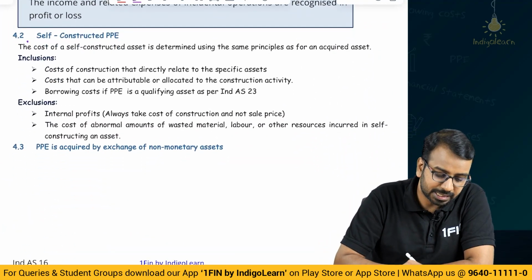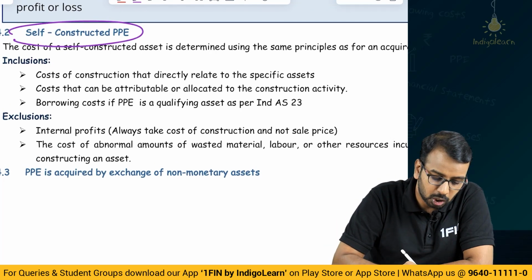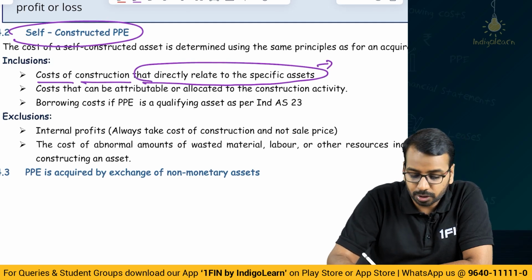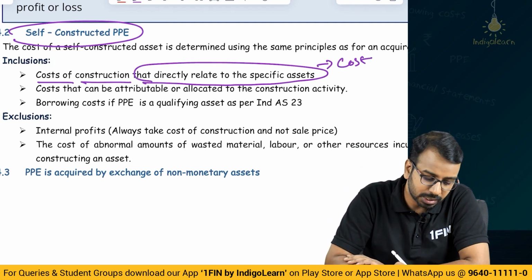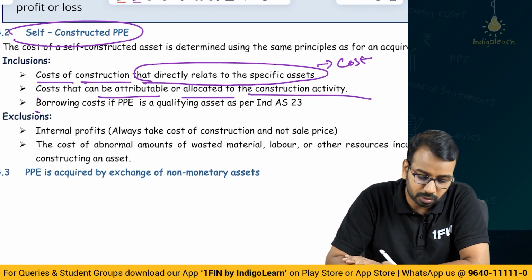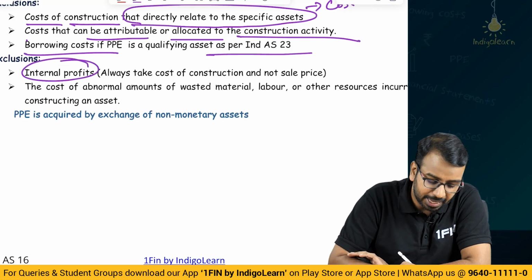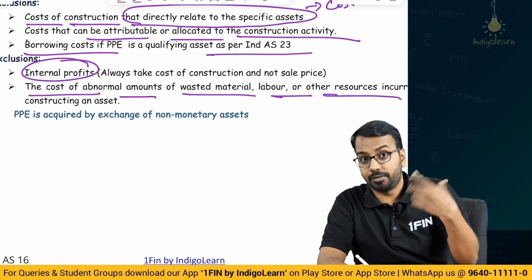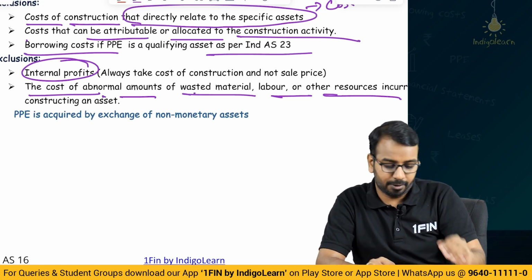Then if it is a self-constructed PPE, apart from the cost that we have discussed above, you will also take the cost of construction that is directly related to the specific asset. Please note, you will take only the cost, you will not add a profit element to it. Cost that can be attributable or allocated to the construction activity, borrowing cost if it is a qualifying asset. You will not take, as I told you, profits and the cost of abnormal amount of wasted material, labor or other resources. So even in inventory, abnormal amount of wasted material, labor and resources are excluded.